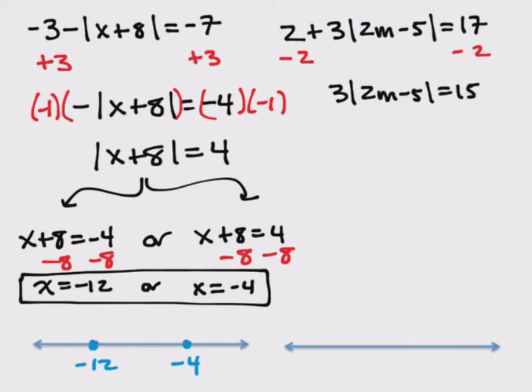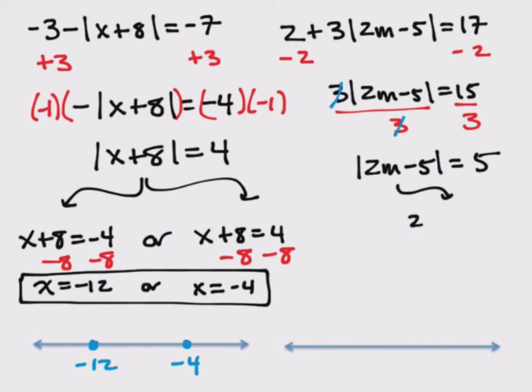Now, I think we need to divide both sides by 3. Lucky for us, 3 divided by 3 is 1. So now we have successfully isolated our absolute value. So the absolute value of 2m minus 5 is equal to 5. And now, and only now, are we ready to split this up. If 2m minus 5 has an absolute value of 5, then 2m minus 5 equals 5, or 2m minus 5 equals negative 5. Those are the two options.